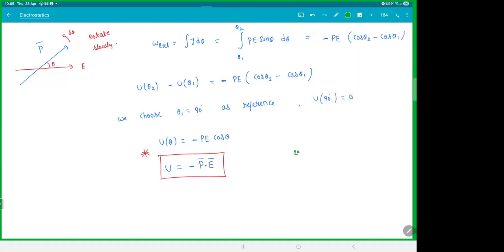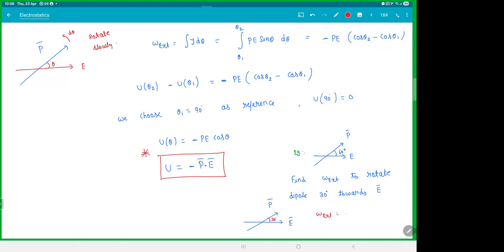The examples in the exam, they would ask something like this. They will say there is a dipole P bar and there is a field E bar. Initially, it is 60 degrees. They would say something like this: find the work done to rotate the dipole 30 degrees towards E bar. That means the dipole will become like this. This will be P bar, this will be E bar, and this angle will become 30 degrees.